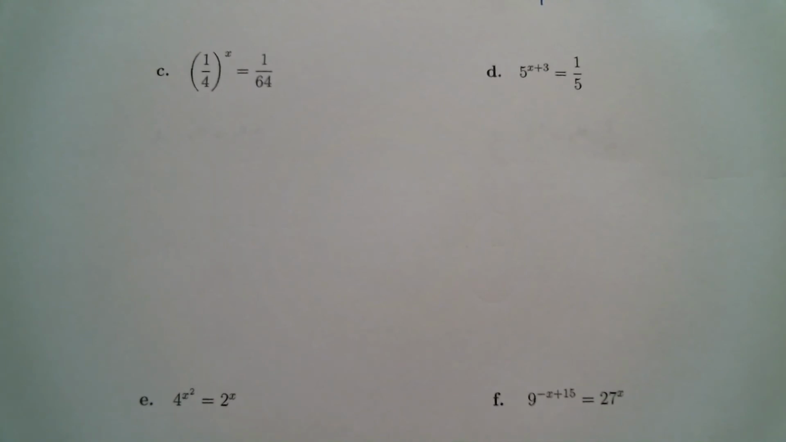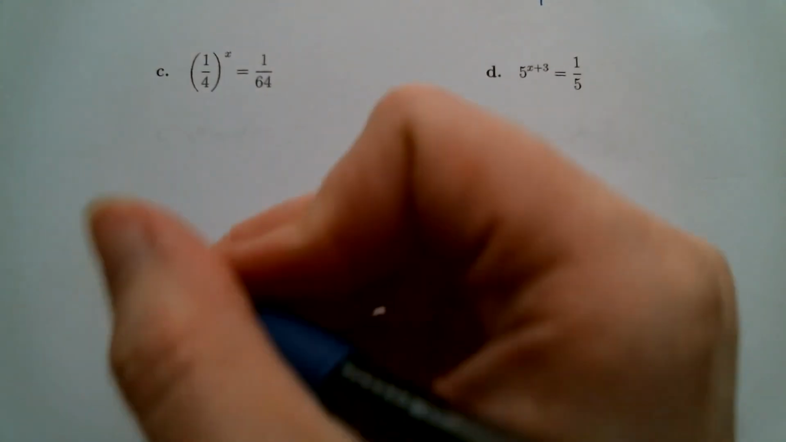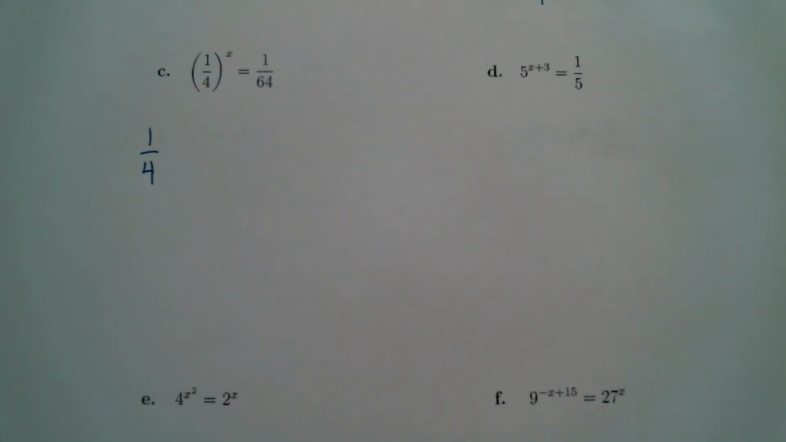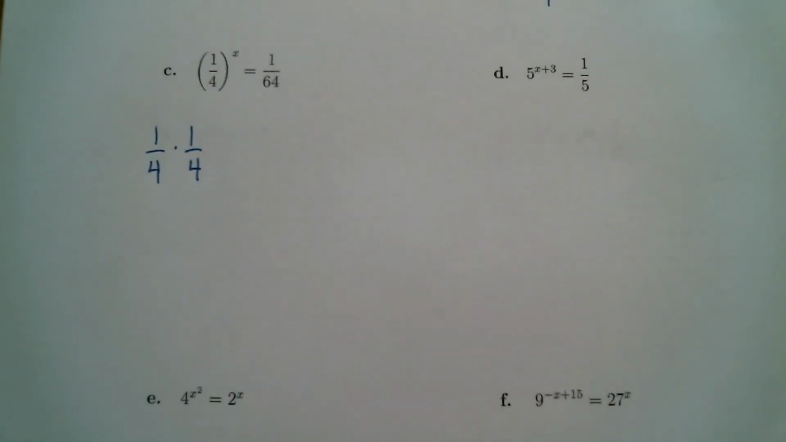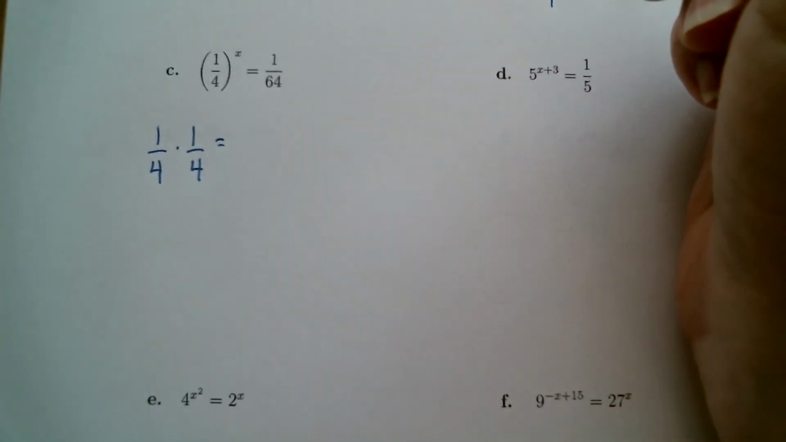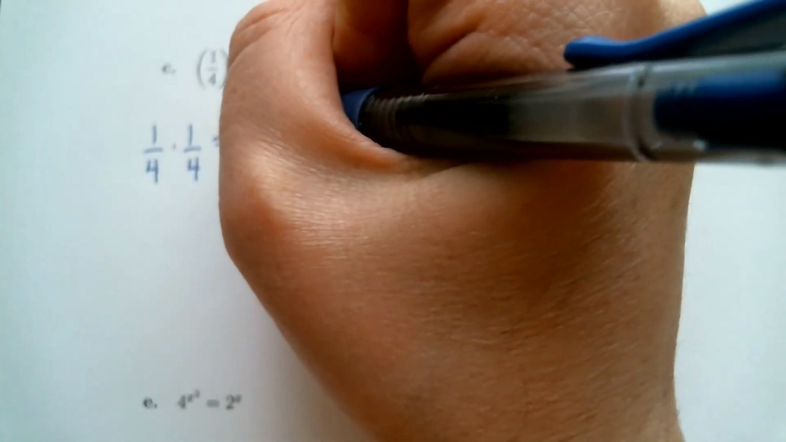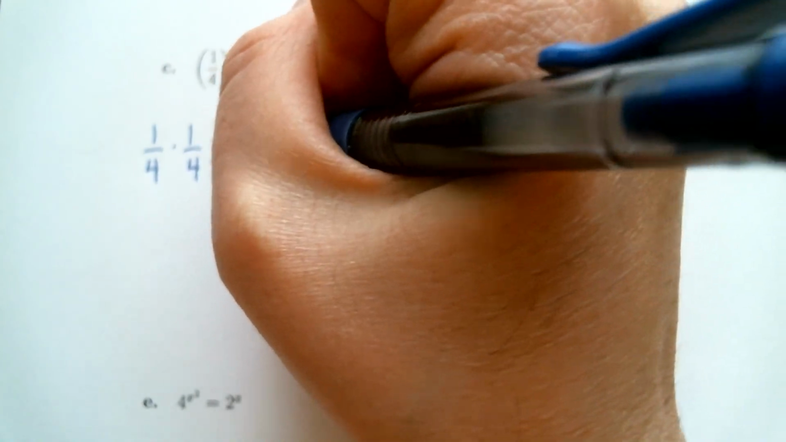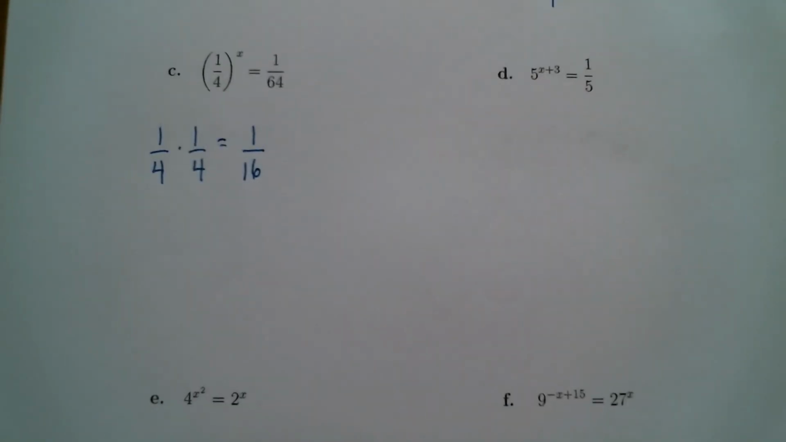How many times do I have to raise 1/4? Well, how many times do I have to multiply 1/4 by itself in order to get 1 over 64? Okay, so what I would do is I would just start multiplying 1/4 by itself. So 1/4 times 1/4, that would be 1/4 squared. Remember, to multiply fractions, you need to multiply across the top and across the bottom. So 1 times 1 is 1, 4 times 4 is 16. Okay, that does not give you 1 over 64, so keep going.